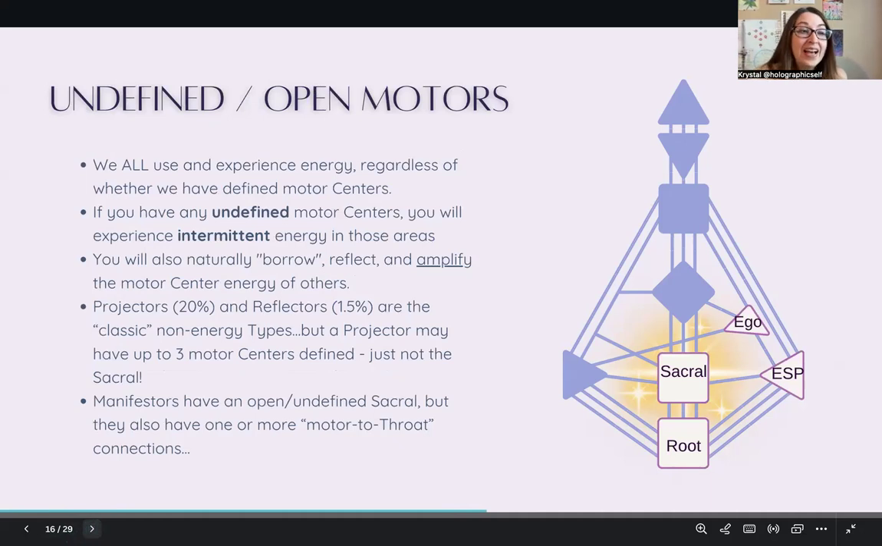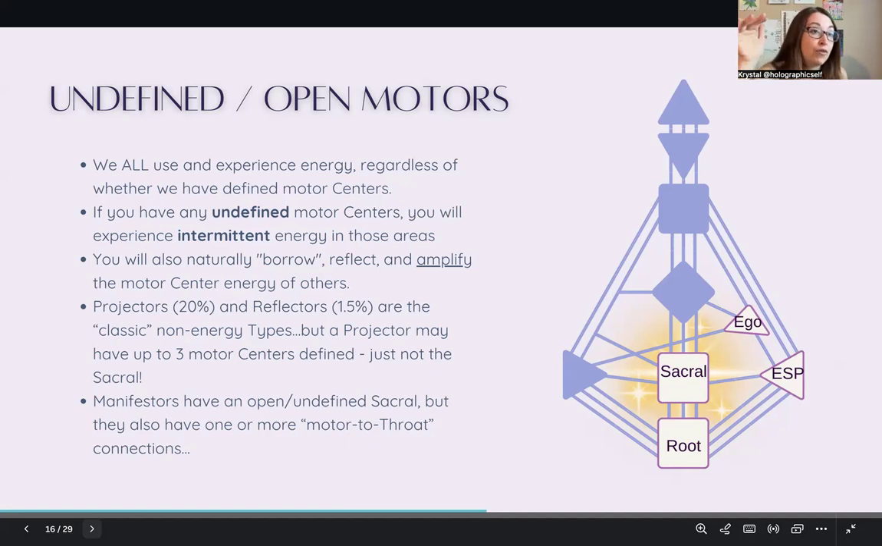Now, again, regardless of what's going on in our chart, let's say you have only one motor center, maybe you're a projector and you only have your emotional center defined. Very common configuration. It doesn't mean you don't have energy. It just means that perhaps you need to be in relationship with people in the right connections, environments, in the right rooms in order to really fully express and have access to the full range of what you have to offer in your creativity.